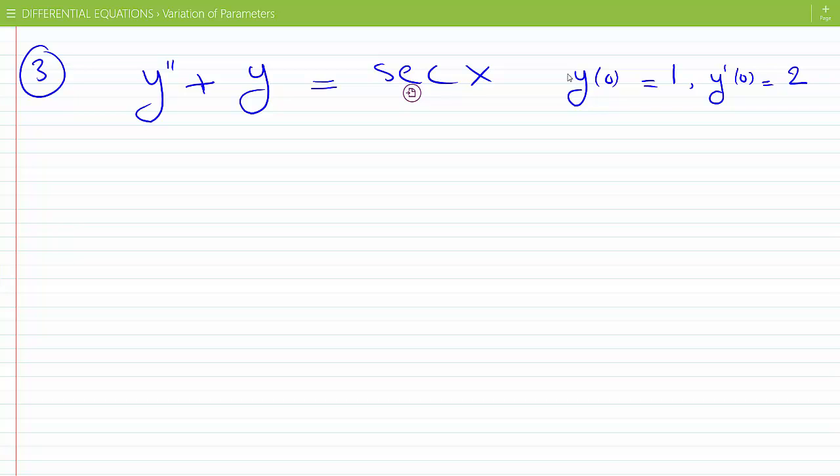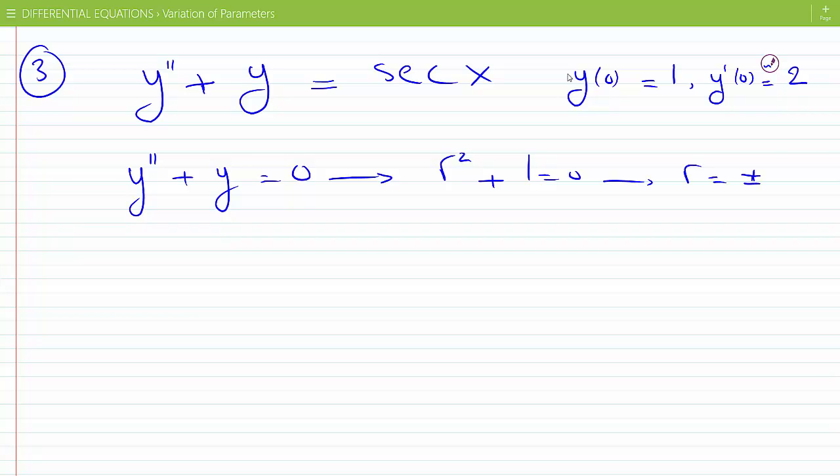So we're gonna start by doing the complementary. That's y double prime plus y equals 0. So we get r squared plus 1 equals 0, so r equals plus or minus i. That means y complementary is sines and cosines: c1 sine x, because we've got complex roots, plus c2 cosine x.